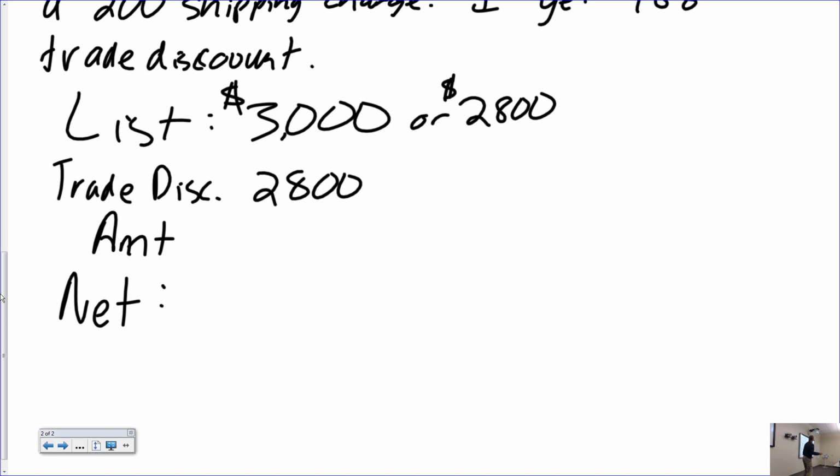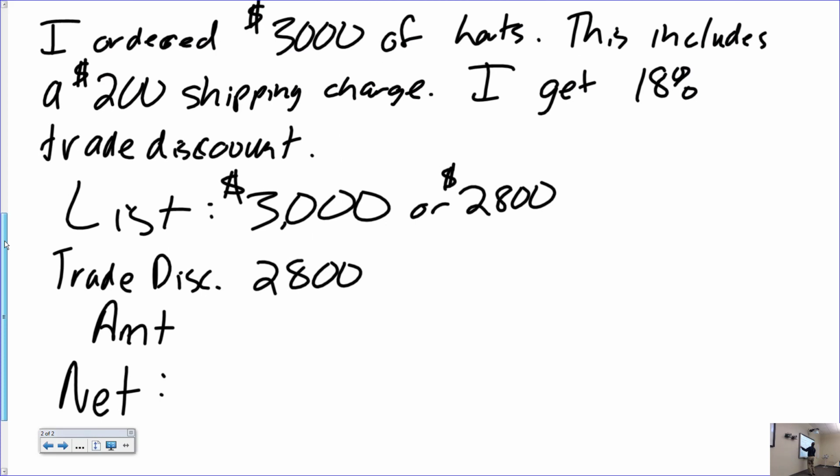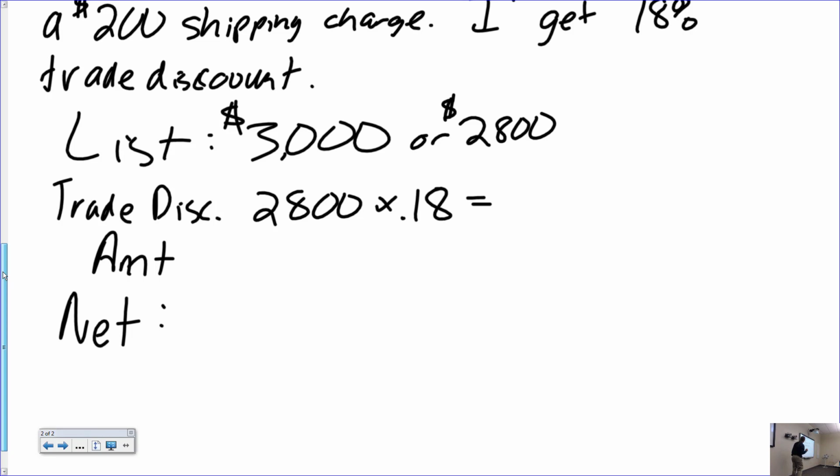Mostly, though, what I'm grading is going to be net price, okay? So what did I say I was getting, 18%? So how much of a discount did I get? Somebody crank that out for me. What's the number? So what is going to be my net price? How much do I actually have to pay to get all of these $3,000 worth of hats? In theory.